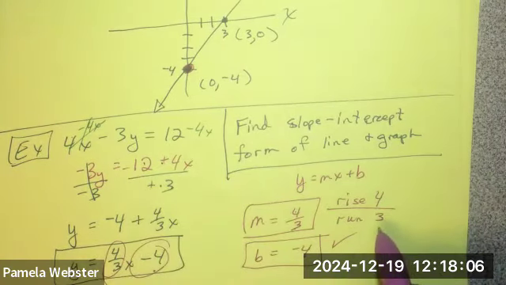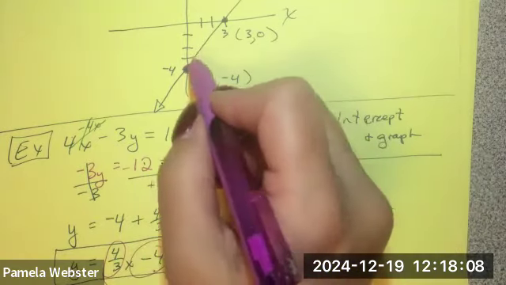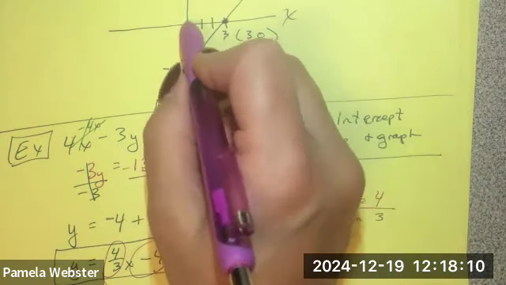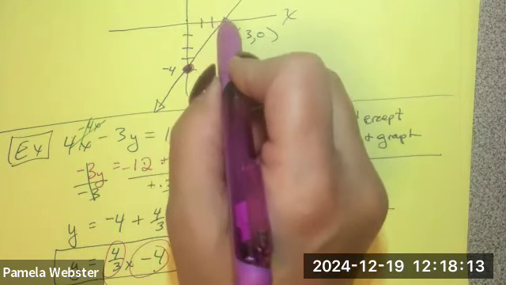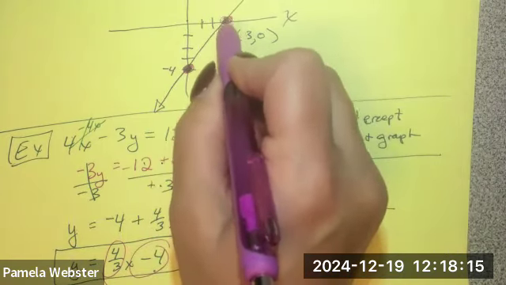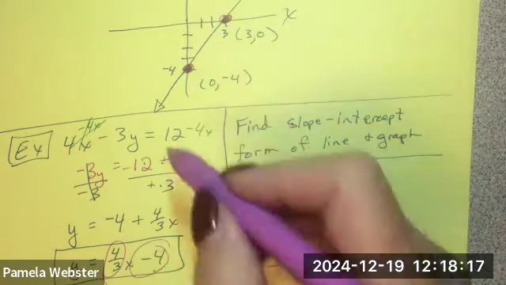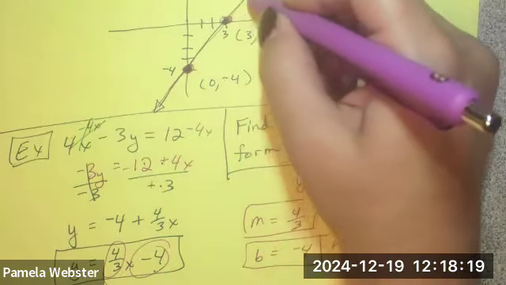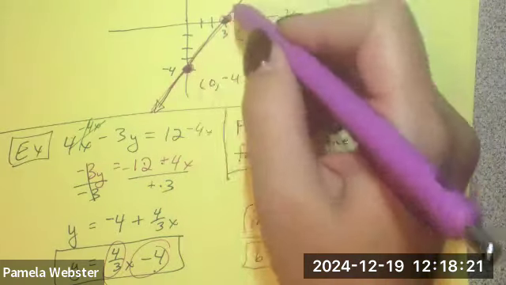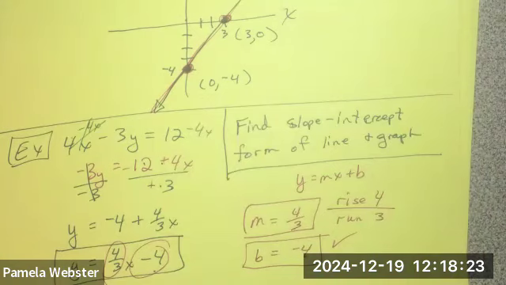So rise 4, run 3. So up 4, 1, 2, 3, 4, run 3. 1, 2, 3. Sure enough, look at that. I get those same 2 points. So for sure, this is the correct graph of the line, right? So we did it 2 different ways. We got the same answer. We should be good. I like it. And we've got the graph. So I feel like we're good to go there.